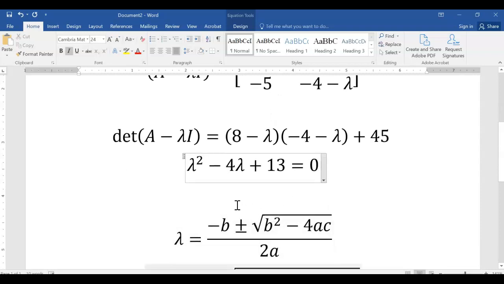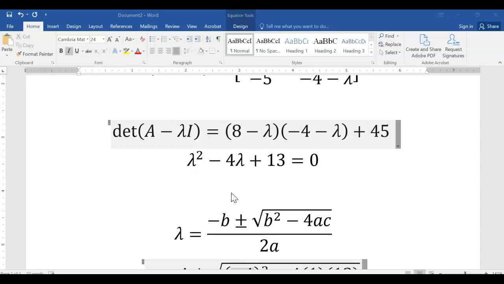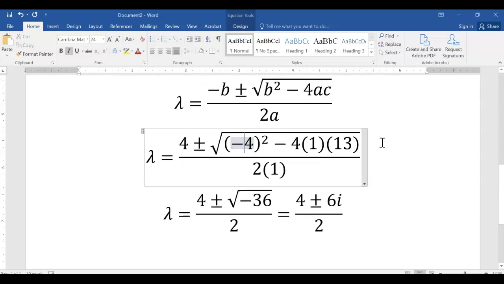When you do this, I chose to utilize the quadratic formula. And when I did that, middle term here, negative 4 is my B, 1 is my A, 13 is my C. So opposite of B would be a positive 4 plus or minus the square root of negative 4 quantity squared minus 4 times 1 times 13, all divided by 2 times 1. Now 2 times 1 is 2.